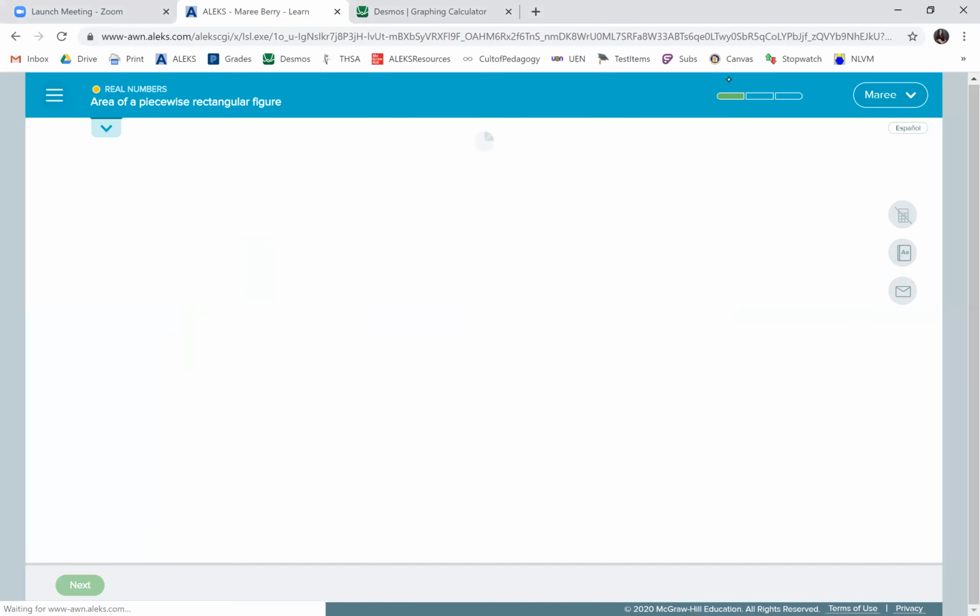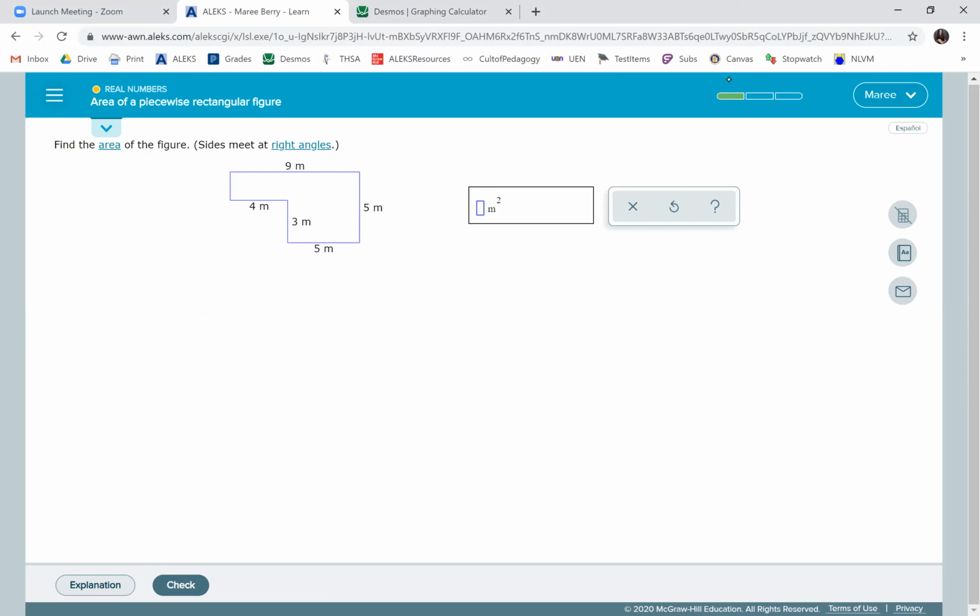Okay, the next one. This is one where I would just do the whole thing and subtract out the part that's missing. So I could do 9 times 5. It's as if the whole rectangle were here. So 9 times 5 is 45. So it's going to be 45 meters squared minus, so we're going to say this amount is gone. And this rectangle here is a 4 by 3. 4 times 3 is 12. So I'm going to do 45 minus 12, and I get 33. So this area would be 33 meters squared.